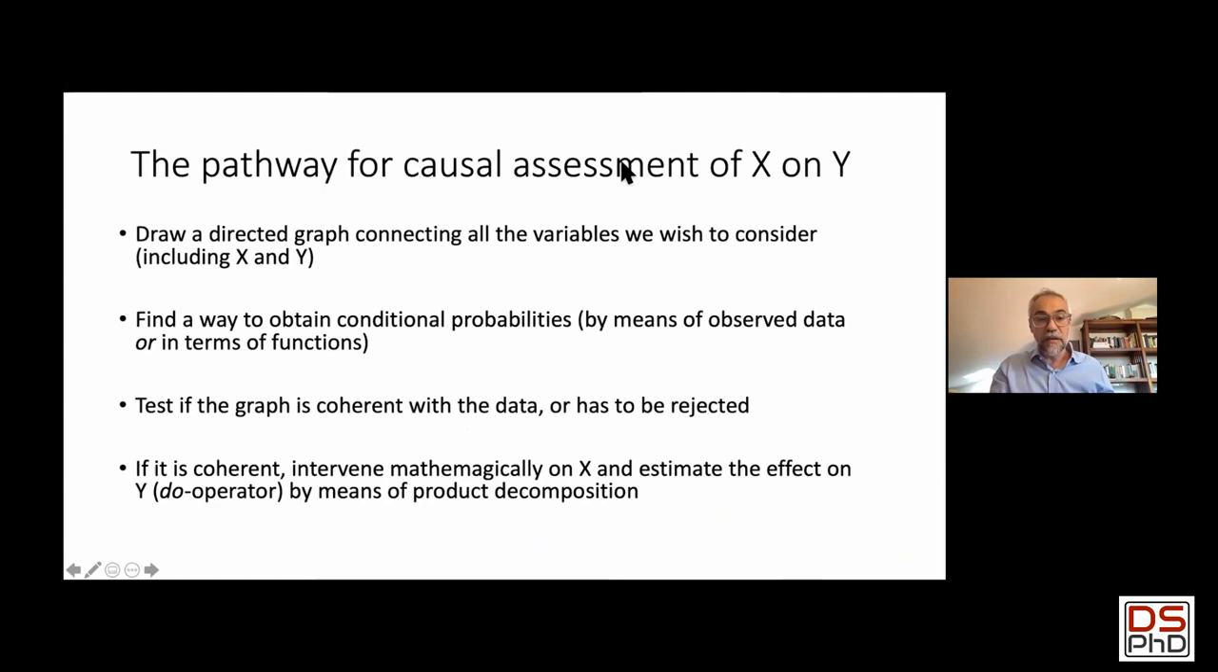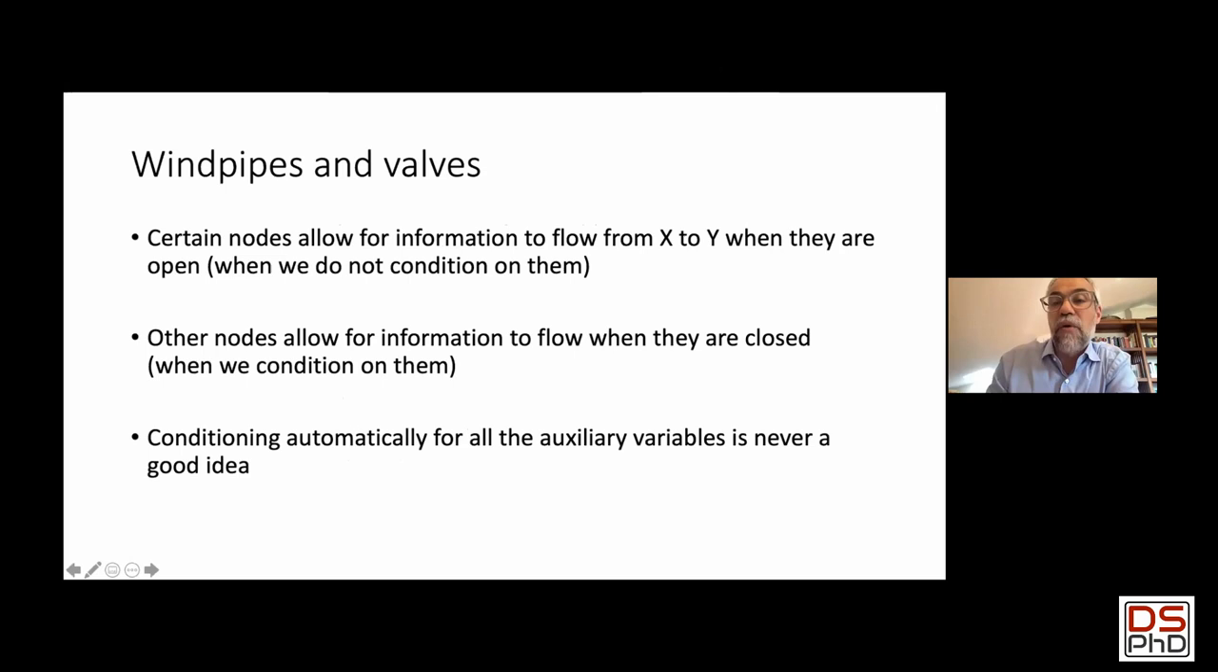In order to understand how graphs work, we have to think of graphs like sort of hydraulic networks in which information flows. And information can flow quite differently from usual hydraulic networks, if I open certain kinds of nodes, or joints of the pipe, or if I close them. So certain nodes allow for information flow from X to Y when they are open. That means when we do not condition on them, when we do not calculate a conditional probability. We will see an example. Other nodes allow for information to flow when they are closed, because by stratifying, they make up a connection when we condition on them.